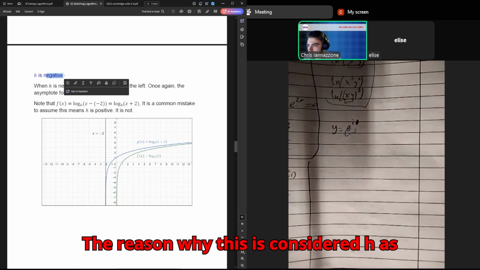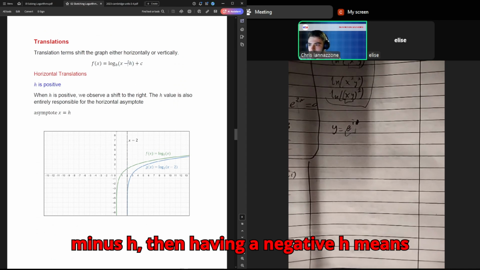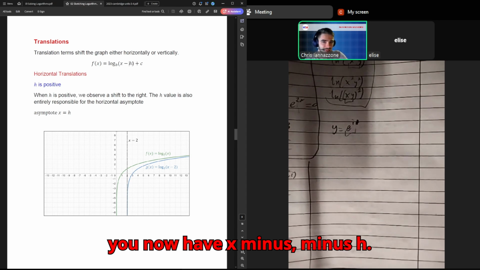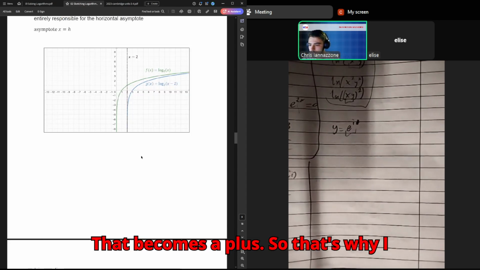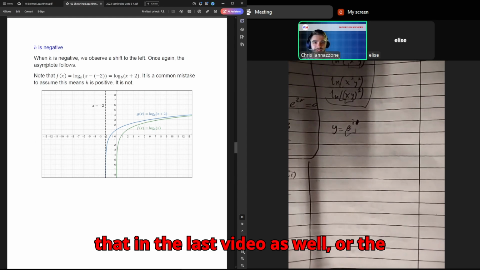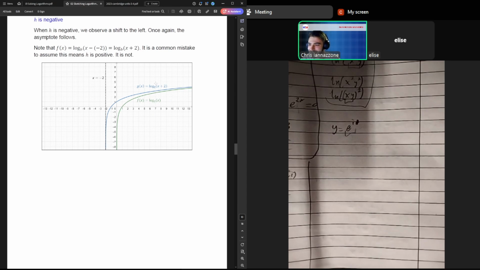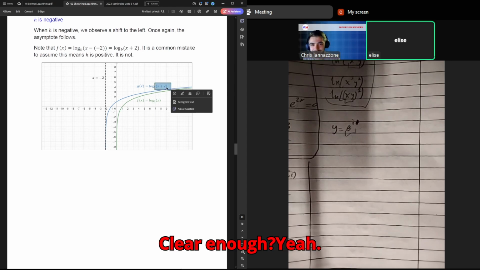The reason why this is considered h as negative is because if you have x minus h, then having a negative h means you now have x minus h. That becomes a plus. So that's why I specify that. And I think I mentioned that in the last class as well for exponentials. Clear enough? Yeah. Nice.